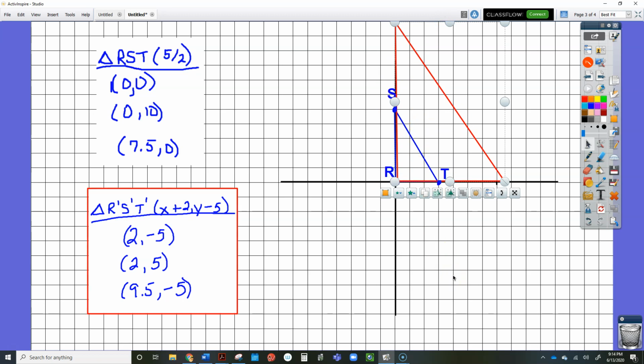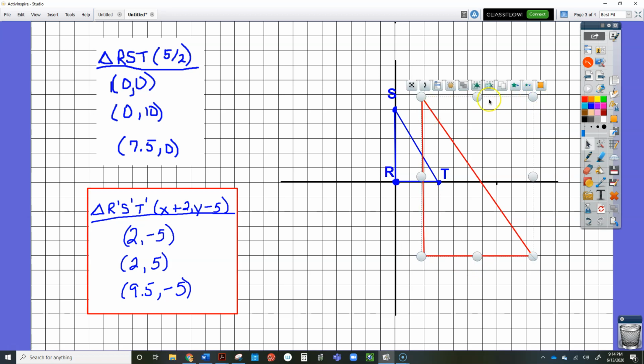After we dilate that image and we get these points, you'll see that that's what they are right there. Then we're going to shift it to the right 2. And then we're going to shift it down 5. 1, 2, 3, 4, 5. These coordinates are off just a smidge, but they should match these coordinates that we have over here.